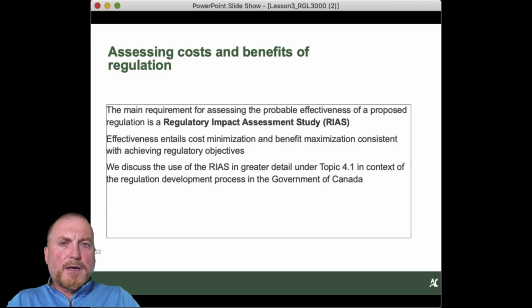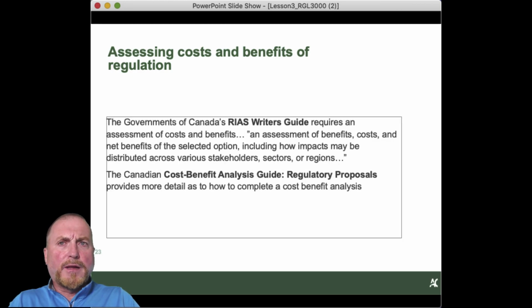Now we've already discussed, and we'll discuss more as we go, obviously, the requirement for the regulatory impact assessments. I call it study here because that's what we're doing, but the correct term for the federal government is regulatory impact assessment statement, okay? And it looks at the effectiveness of a regulation from its cost-benefit balance perspective, okay? And its regulatory design perspective. And we go into this in greater detail as we go through the course. You already know about the RIAS Rater's Guide.